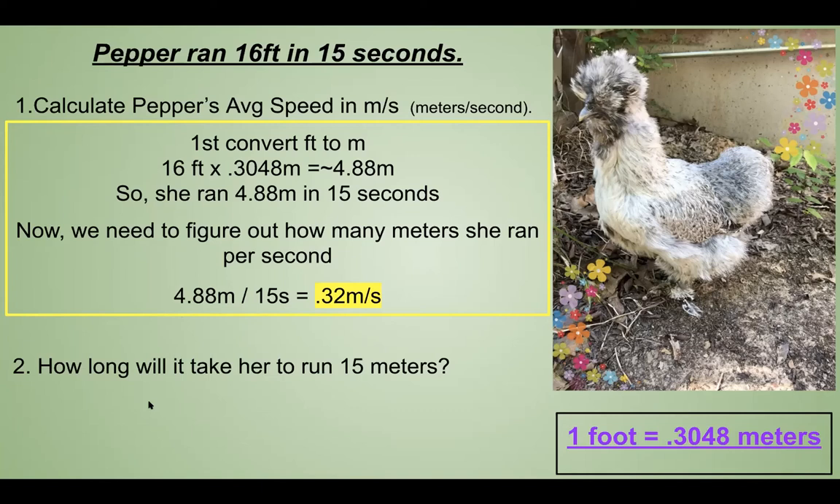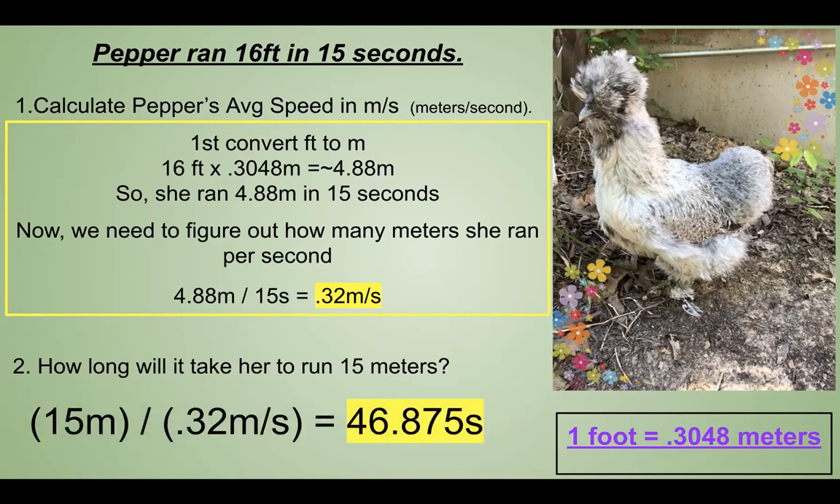My next question is, how long will it take her to run 15 meters? And that's about the approximate length of my classroom. I'll just give you a quick second to ponder how you could solve that problem. The way I solved it, you just take the 15 meters and divide that by her average speed. So 15 meters divided by 0.32 meters per second gives you 46.875 seconds. So it actually wouldn't take her that long if she kept up her average speed.